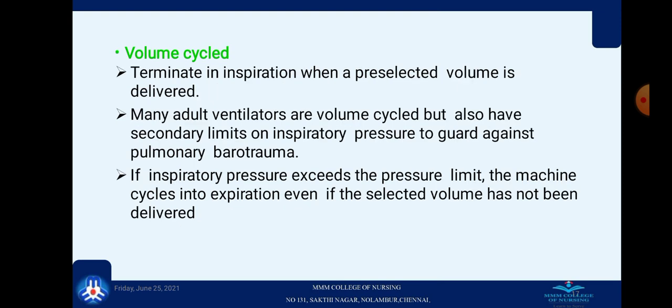Volume cycle. Volume cycle terminates inspiration when a pre-selected volume is delivered. Many adult ventilators are volume cycled but also have secondary limits on inspiratory pressure to guard against pulmonary barotrauma. If the inspiratory pressure exceeds the pressure limit, the machine cycles into expiration even if the selected volume has not been delivered.